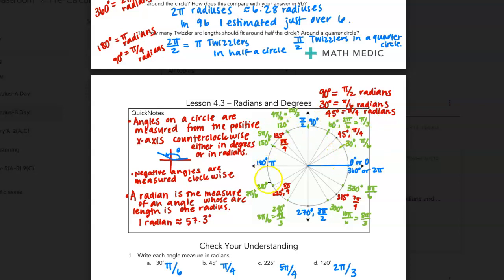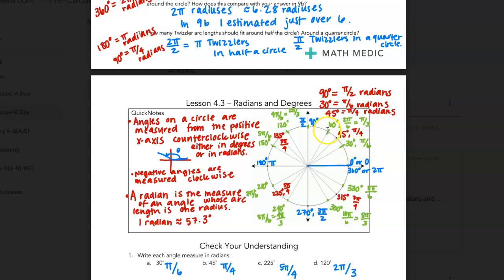So this is our circle here that has all of the conversions from degrees to radians. Going out straight to the right is 0 degrees, and then we move counterclockwise. So angles on a circle are measured from the positive axis counterclockwise in degrees or radians. Going out straight to the right is 0 degrees, and then 30 degrees or pi over 6 radians is up here, moving counterclockwise, and then every 30 degrees beyond that is an additional pi over 6.